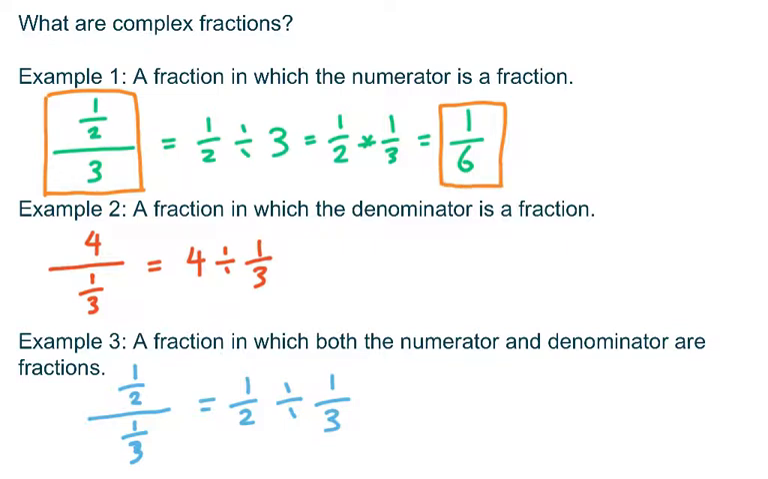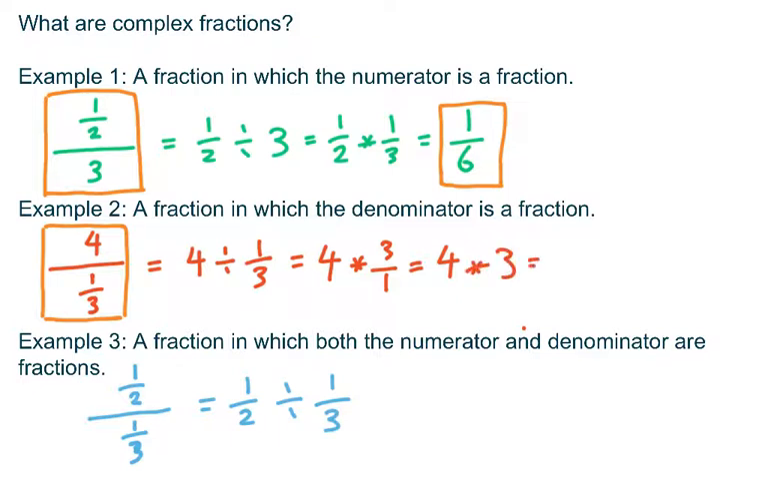Second example, we are given 4 over 1/3. And it means 4 divided by 1/3. So we just need to multiply 4 by the reciprocal of 1/3, which is 3/1 or 3. So the answer of example 2, after you simplify the given complex fraction, you get 12.